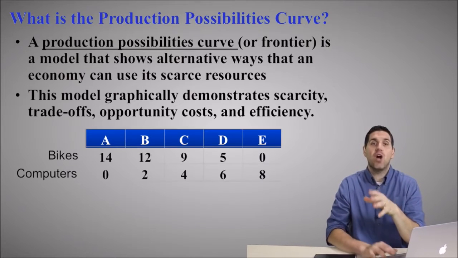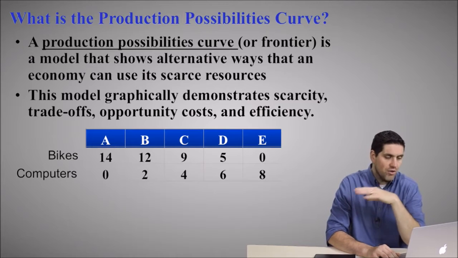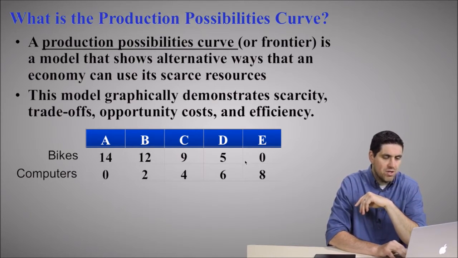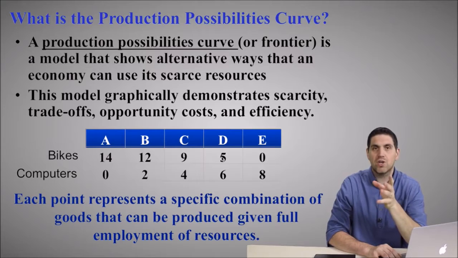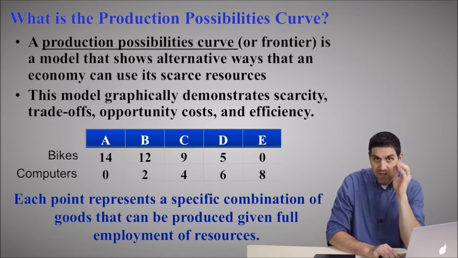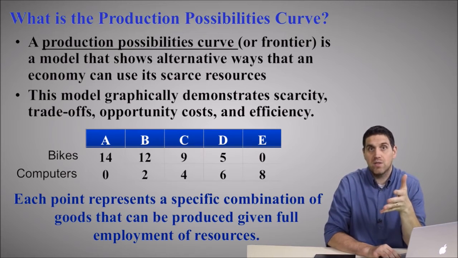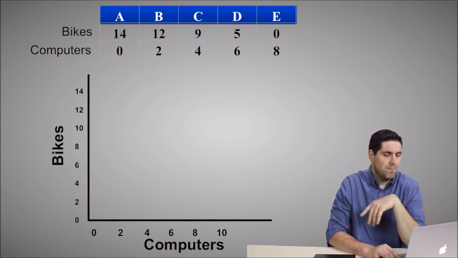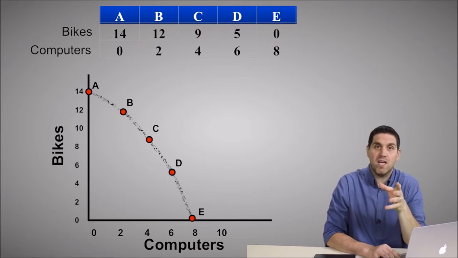Now it starts off with a chart. This chart showing bikes and computers, A, B, C, D is all different combinations. So we can produce all bikes and no computers, or all computers and no bikes, or some combination between. So if you actually plot this, you come up with a production possibilities curve. Each point represents a specific combination of the two goods we can produce at full employment using all of our resources. So if we take the chart, put it on a graph, it's going to look like this. You've got bikes, computers, and you plot the different points, and you've got, boom, right here, production possibilities curve.